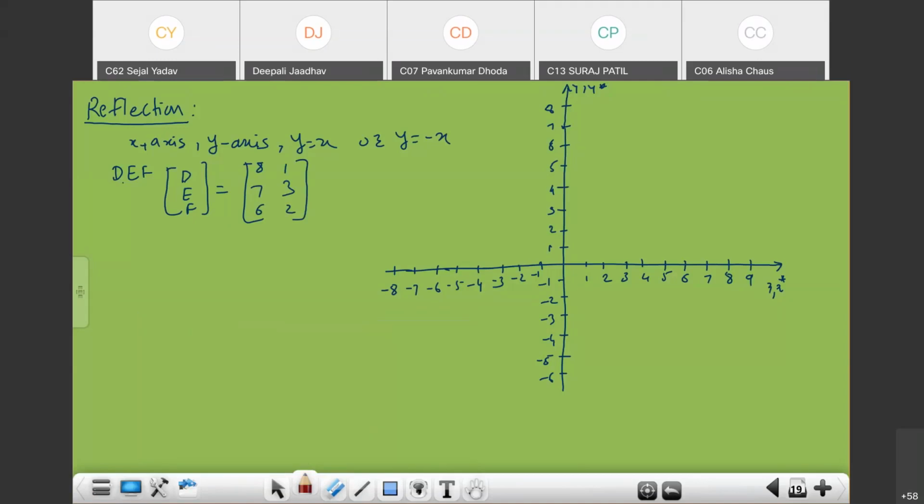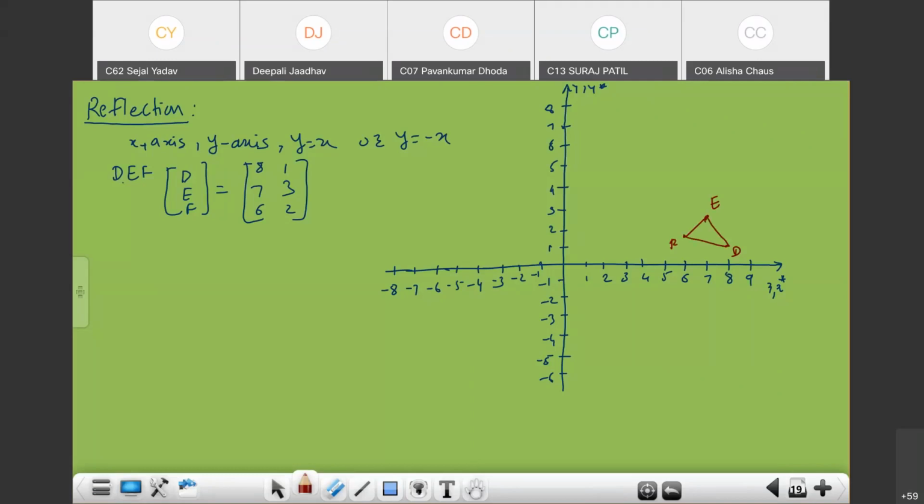I draw that triangle DEF. 8 1 is D. Then E is 7 3. And F is 6 2. So this is our original triangle.